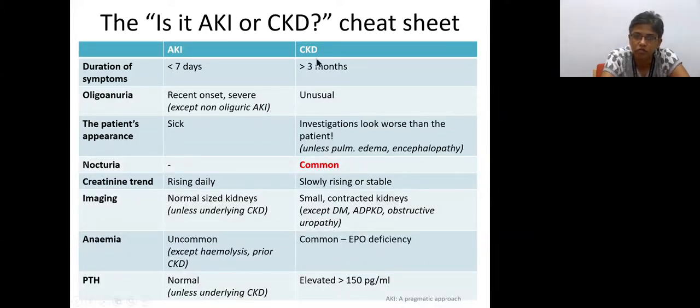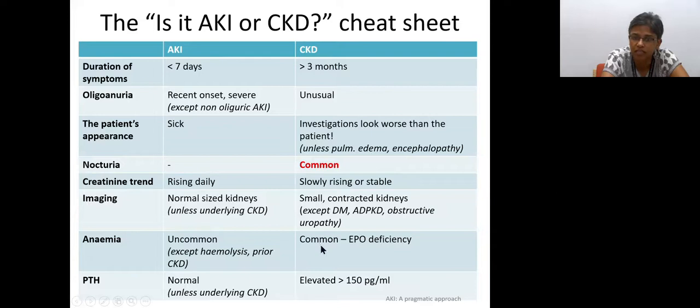Okay, so CKD usually has a longer duration of symptoms. Patients are usually not oliguric and the investigations look a lot worse than the patient. The patient will look quite stable unless they are, of course, in encephalopathy or they have pulmonary edema. Nocturia is a very common preceding history which you must take, all right? And the ultrasound will show you that this patient probably has a chronic kidney disease.